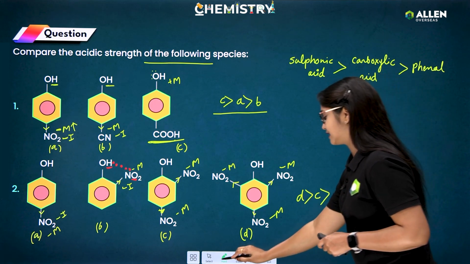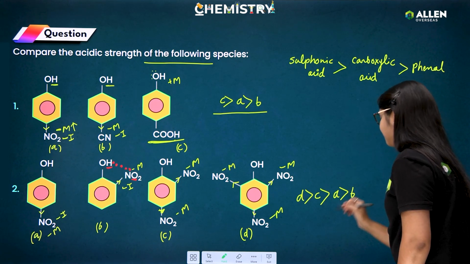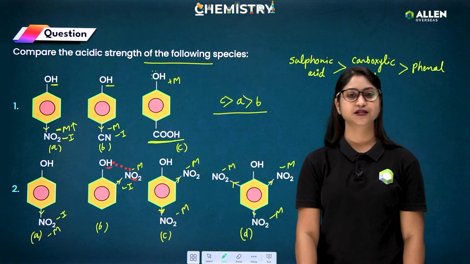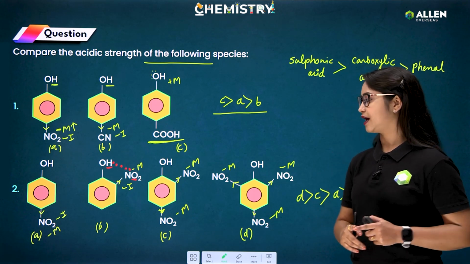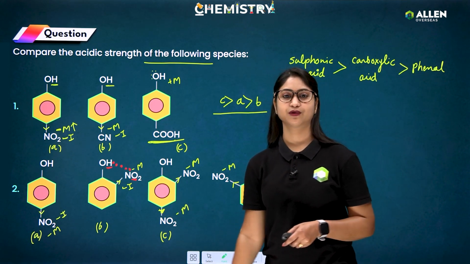So now we can say that after C you will have A, and then B will have the minimum acidic strength due to intramolecular hydrogen bonding between the hydrogen and the oxygen of the nitro group, right?